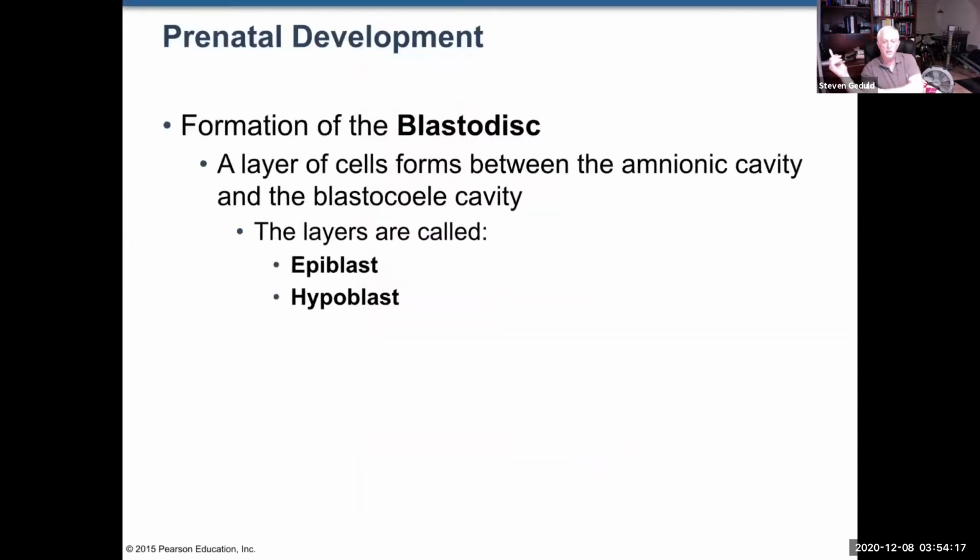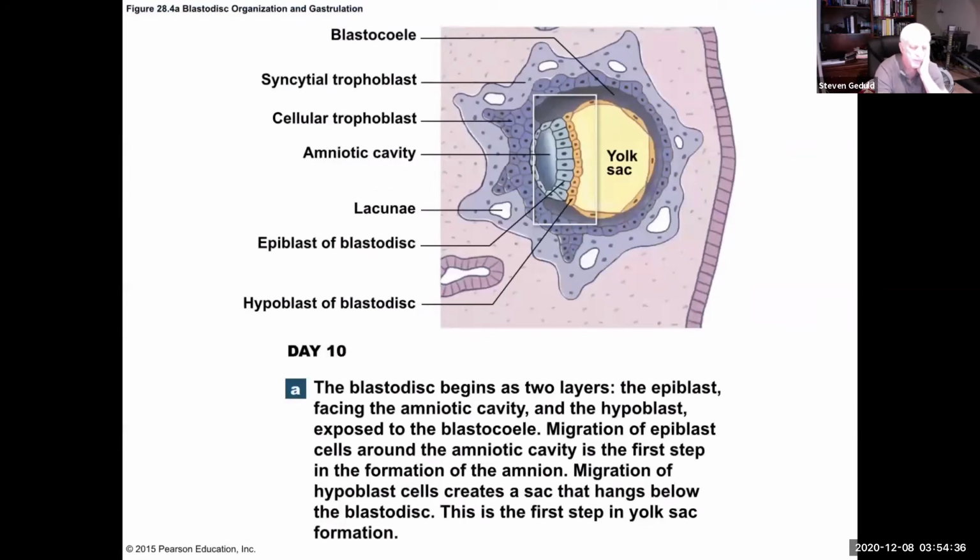Once the blastodisc is formed, the layers of cells form the amniotic cavity and the blastocele cavity. The layers are called the epiblast and the hypoblast. Those are layers that form between the amniotic cavity and the blastocele cavity. So you have an epiblast and a hypoblast. Take a good look at it.